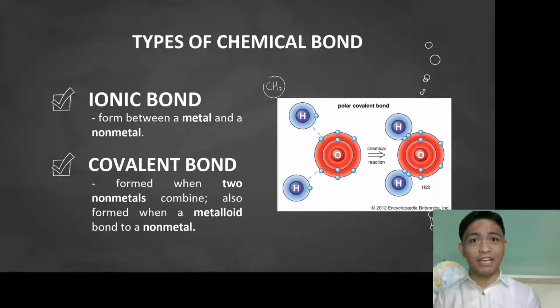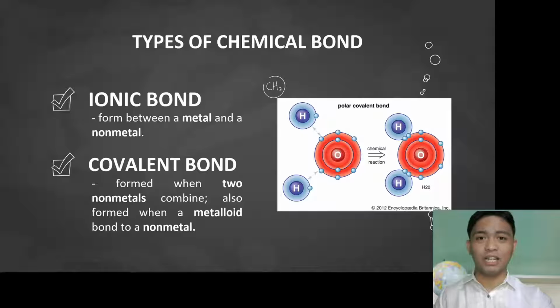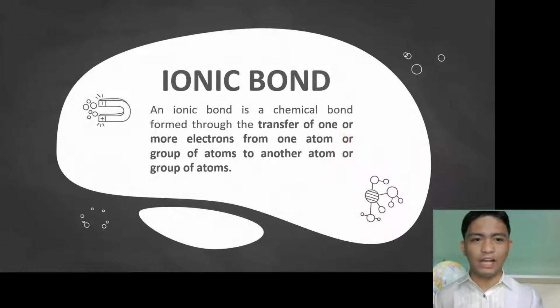Kapag covalent naman, sharing of electrons, two metals or one metalloid and one non-metal. So let's discuss further itong mga types of chemical bond na to. Paano ba sila na-form? Starting off with ionic bond.